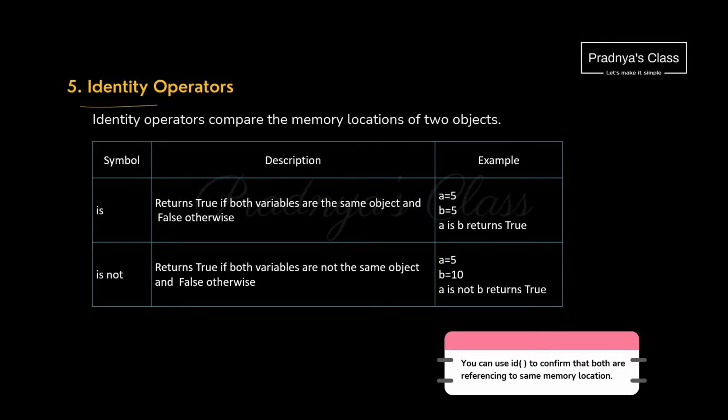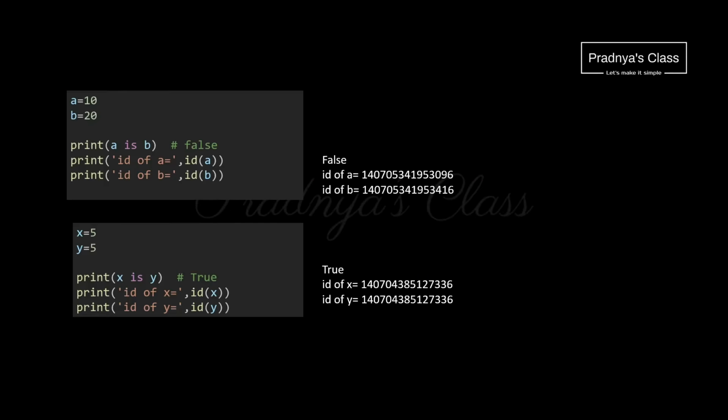What's the next category? Identity operators. They check the reference of the variables. Look at this example. Here are two variables, and two different values are assigned to them. Using is, we are checking the memory location of both the variables. If the location is different, we will get false. If the location is the same, we will get true. How will we get the location? You can check it with the id function.